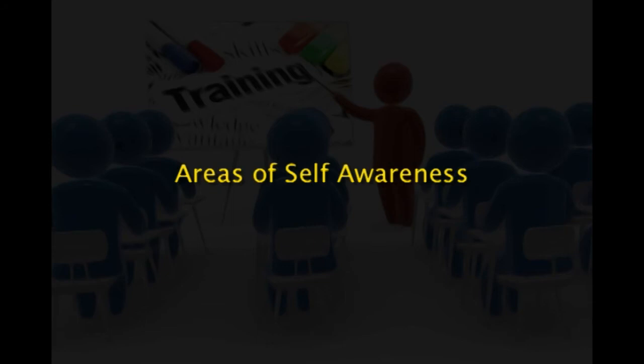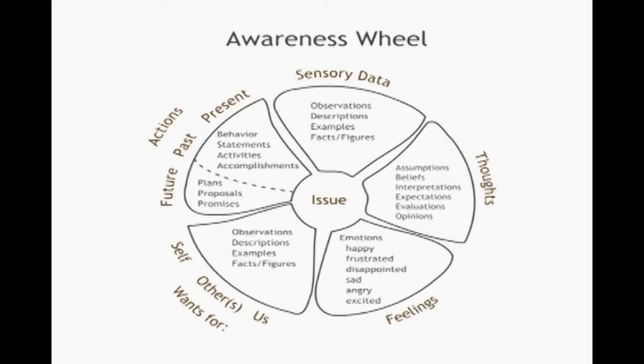Areas of self-awareness. By using this awareness wheel, one can become aware of several different areas of one's internal world. In this awareness wheel, we can see sensory data, thoughts, feelings, wants, and actions. In sensory data, we can look at observations, descriptions, examples, facts and figures. Thoughts include assumptions, beliefs, interpretations, expectations, evaluations and opinions, and feelings include emotions like happy, frustrated, disappointed, sad, angry and excited.